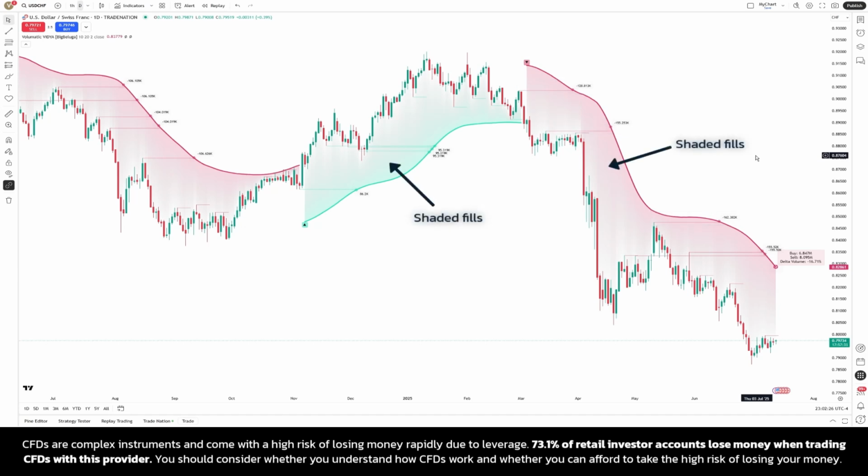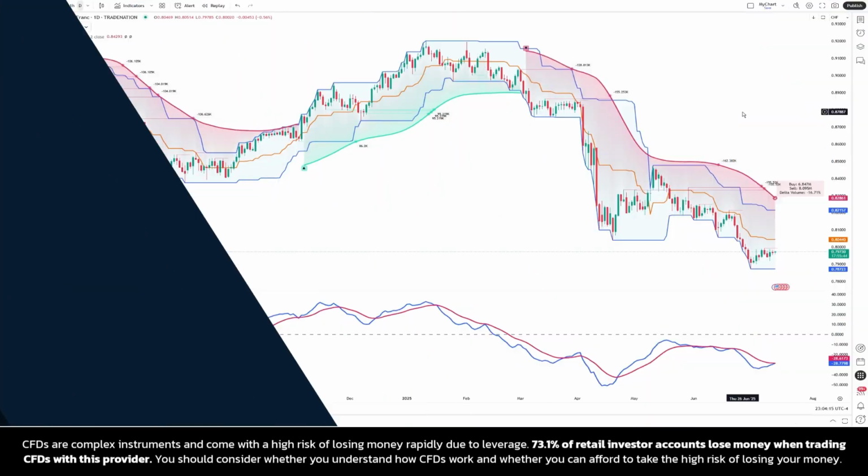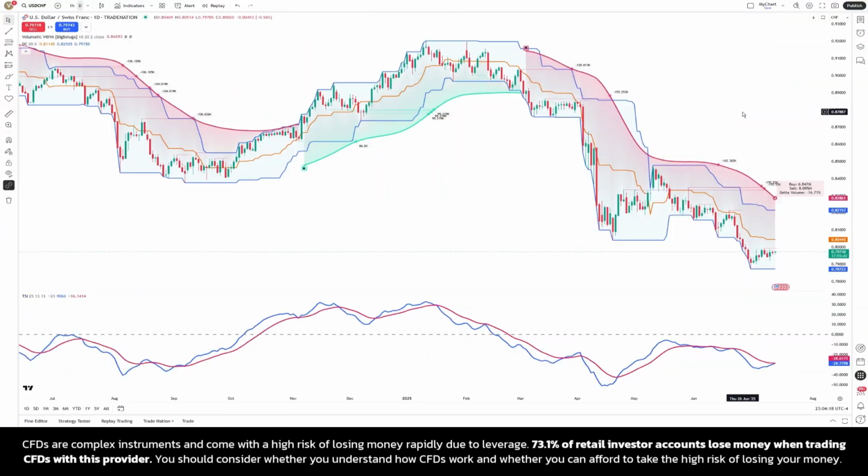The color-coded trend bands and shaded fills make it easy to visualize shift points. Arrows appear when trend transitions occur, and the smoothed VIDYA line anchors it all without overwhelming the chart. This indicator becomes even more powerful when used alongside other tools.